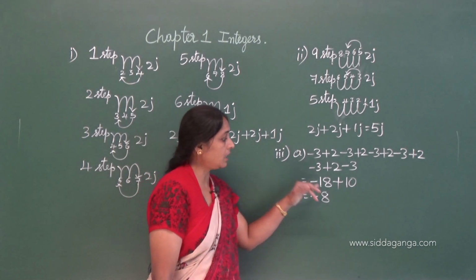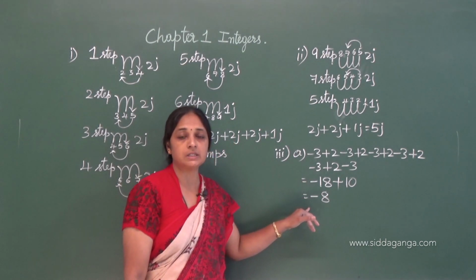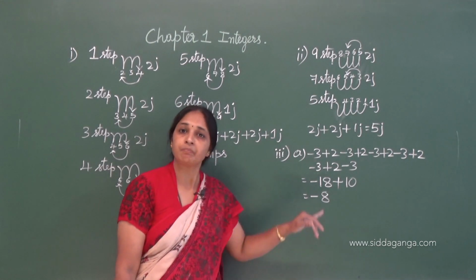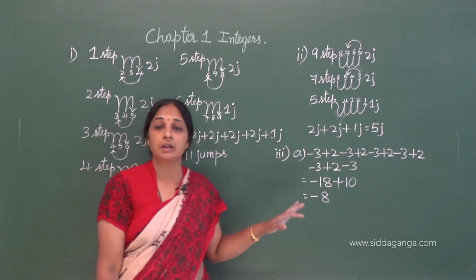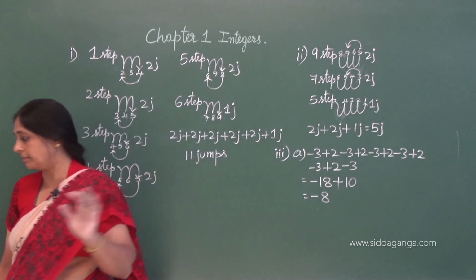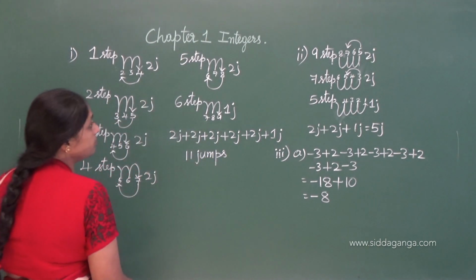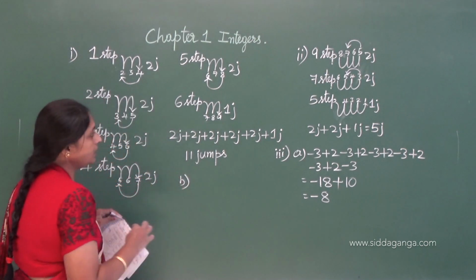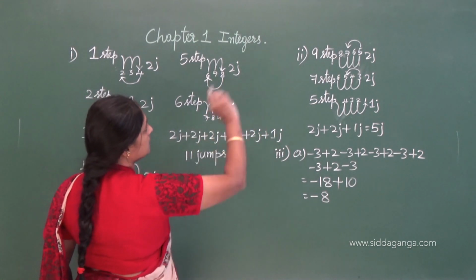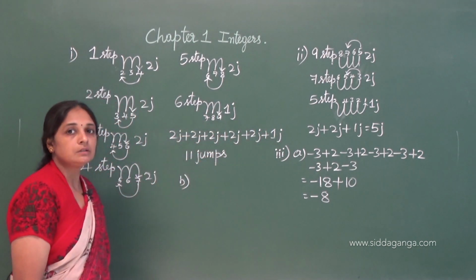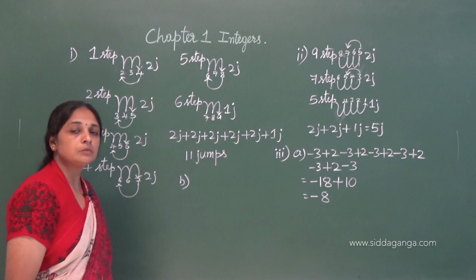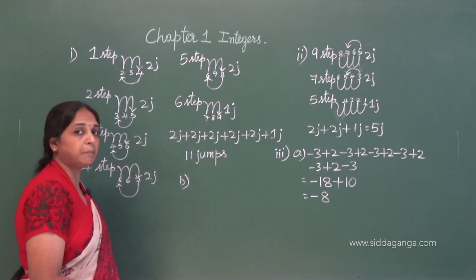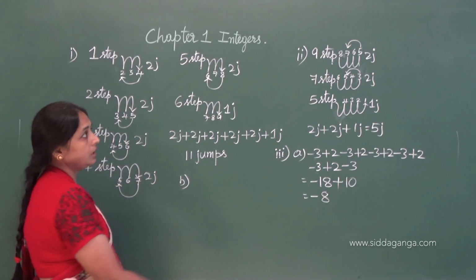Here in part A, minus 8 represents the monkey went 8 steps down to reach the 9th step from the first step. Okay, and in part B, we should consider going up with the positive integer and jumping down with the negative integer.